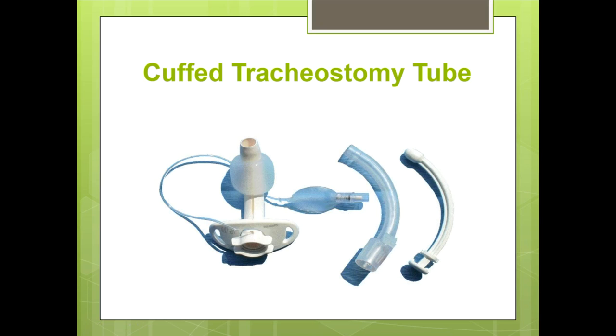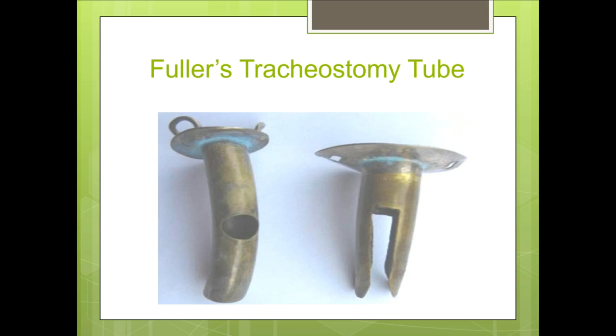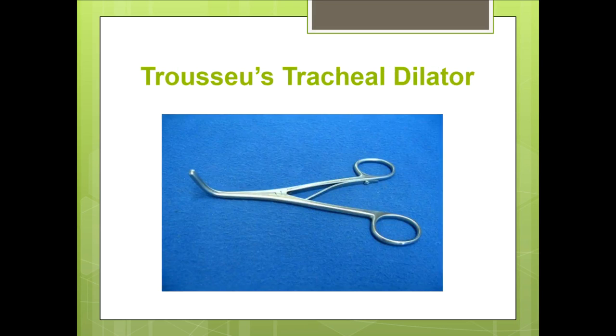This is Silver-Jackson's tracheostomy tube. This is one more type of tracheostomy tube, the cuff tracheostomy tube. And one more type is Fuller's tracheostomy tube. Here, in the outer tube, there is an opening, which helps in the production of voice. In the inner tube there is also a vertical slit. So this is Fuller's tracheostomy tube. With this instrument, the patient can talk.